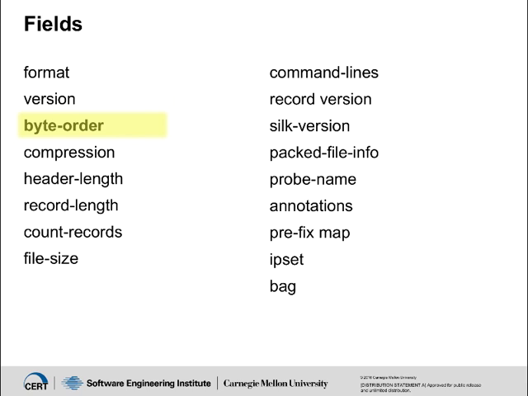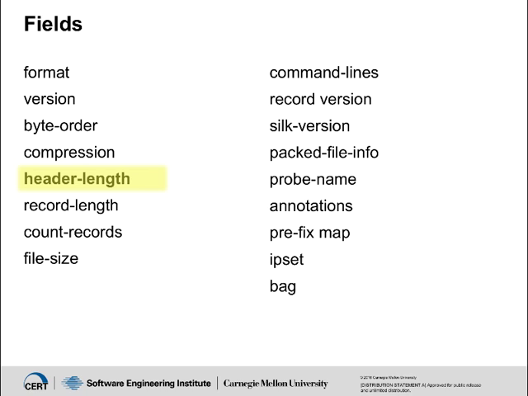Byte order refers to the endianness of the file, as in big endian or little endian. It's a bit of a legacy field, but if you're converting old files between different chip types, it's good to take a look at this. Compression: rwfilter and some of the other tools allow you to specify a compression method when saving a new file. The method used would show up in this field.